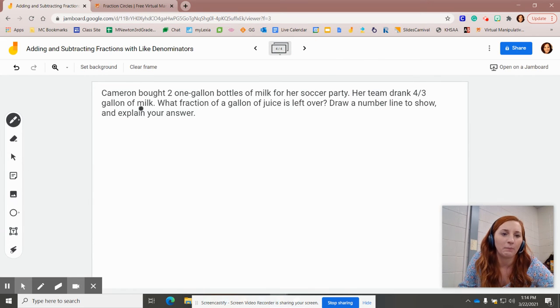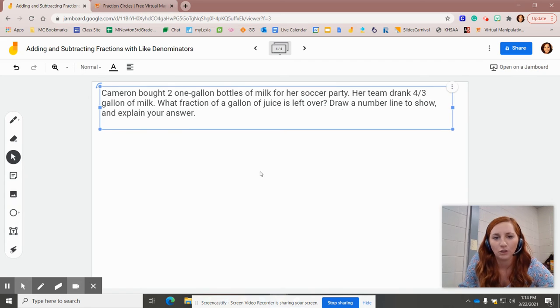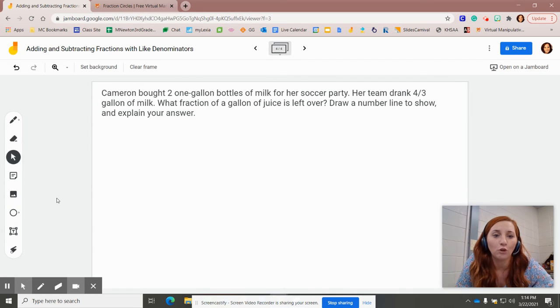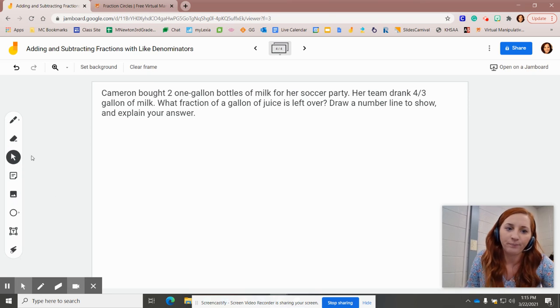This is a similar problem. I just changed it to you guys. It says Cameron bought 2 1-gallon bottles of milk for her soccer party. Her team drank 4/3 gallon of milk. What fraction of a gallon of juice is left over? Draw a number line to show and explain your answer.